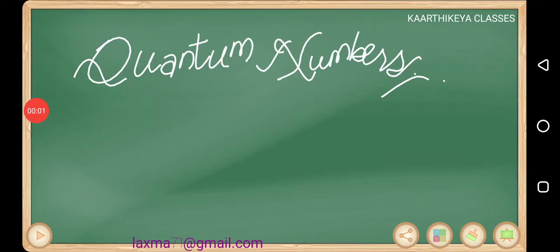Hello, we'll discuss quantum numbers now. To explain the electron in an atom, we need four quantum numbers. For the complete explanation, we need four quantum numbers.